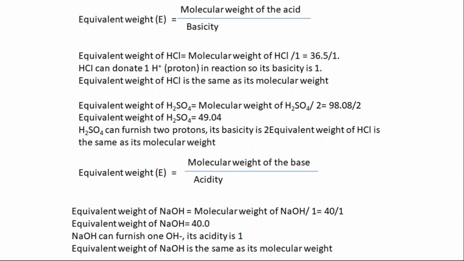So the basicity of hydrochloric acid is 1. The basicity of sulfuric acid is 2. So the equivalent weight of sulfuric acid is 49.4. The equivalent weight of nitric acid is the same as its molecular weight. If you look at sodium hydroxide, it can accept 1 proton, so the acidity is 1. So in the case of sodium hydroxide, the molecular weight is the same as the equivalent weight.